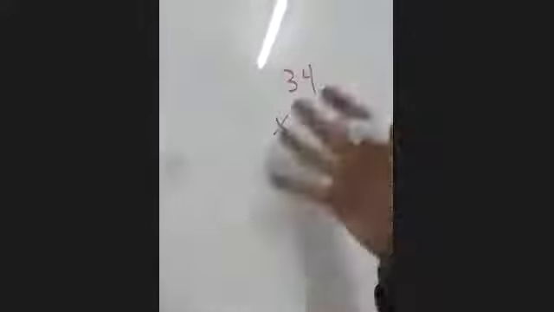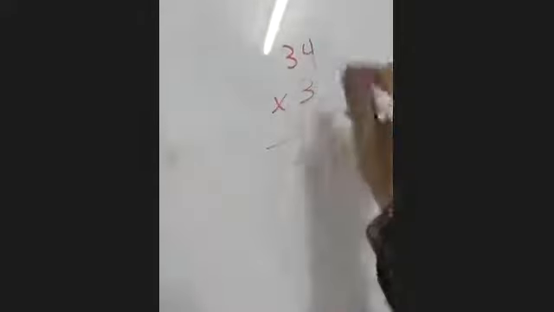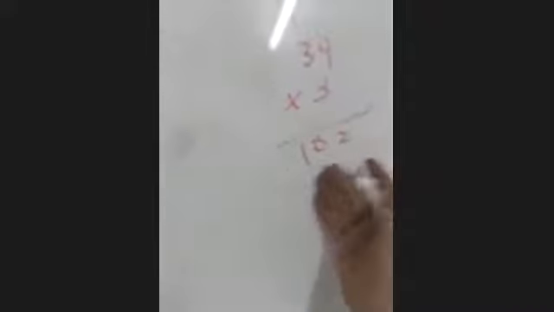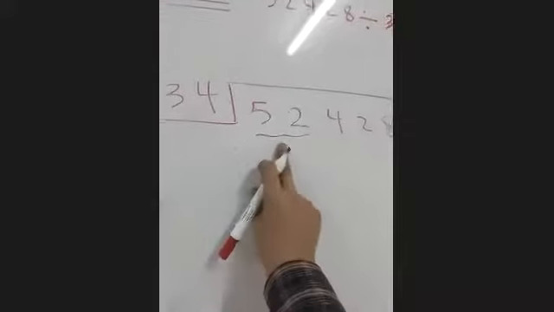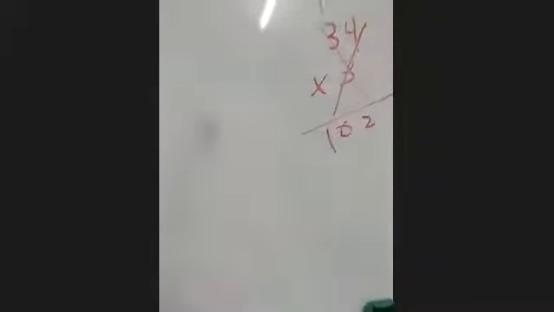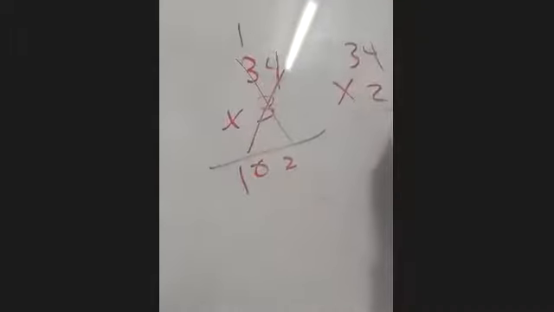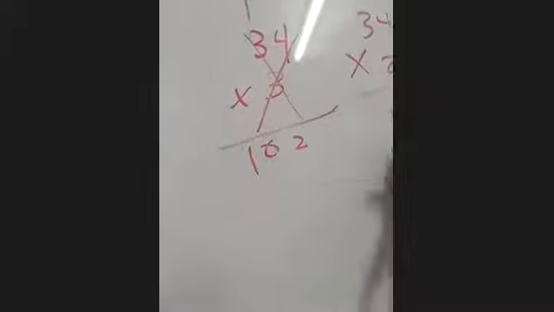3 times 34. Check it. 3 times 4, 12. 3 times 3, 9, with 1, 10. 102. 102 is much bigger than 52. So we cannot choose 3. I'll go down. I'll choose 2. 2 by 4, 8. 2 by 3, 6. 68 compared with 52 is bigger. Still bigger, right? What will I choose then?